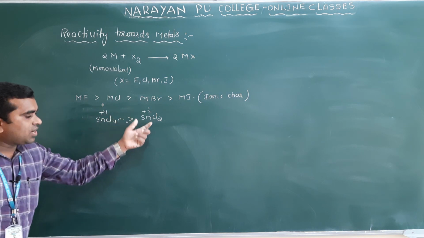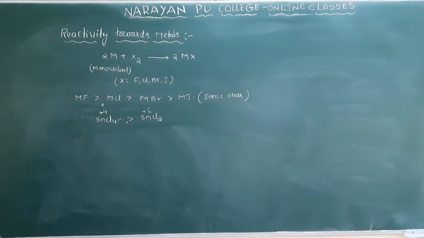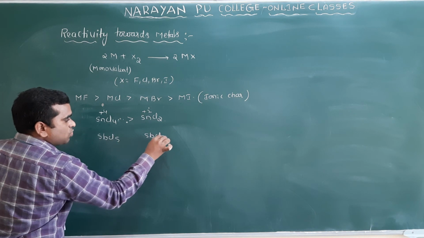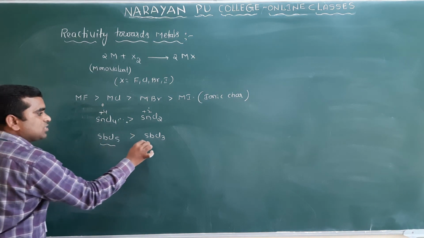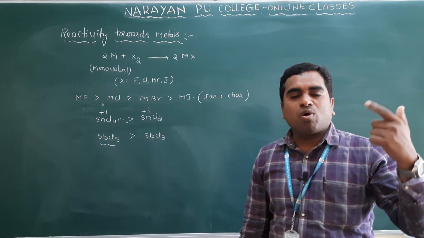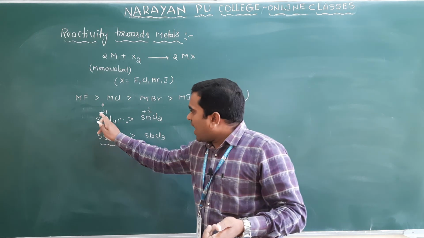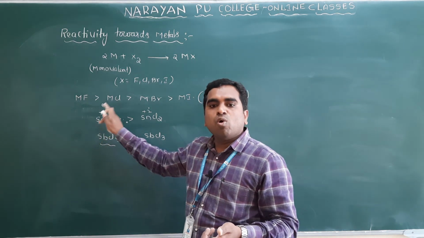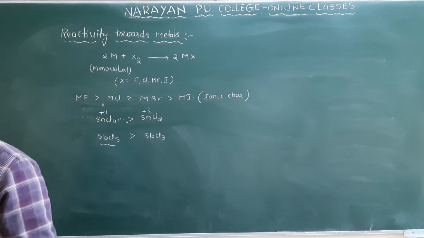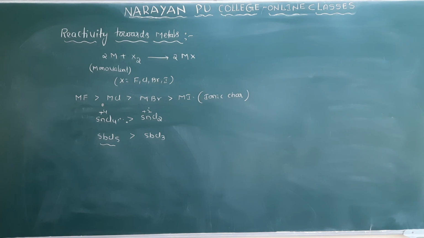In the same way, SbCl5 and SbCl3. Which one is more covalent? SbCl5 is more covalent. So whenever the same element shows different oxidation states, the highest oxidation state compound is more covalent than the lower oxidation state compound. So the statement is: if the metal exhibits more than one oxidation state, the halide in higher oxidation state will be more covalent than the one in lower oxidation state.